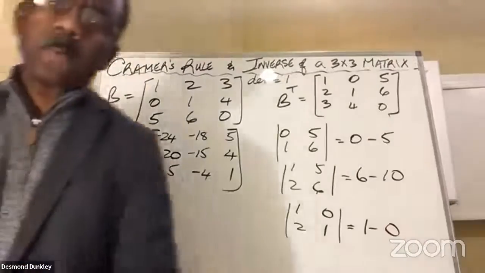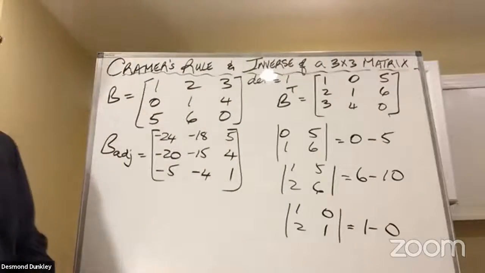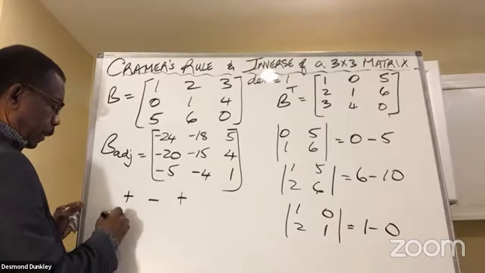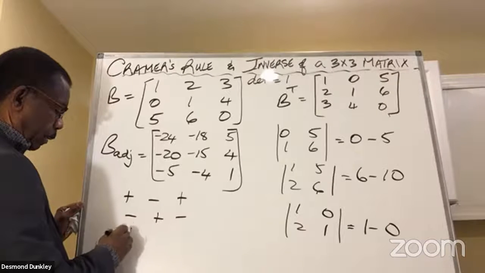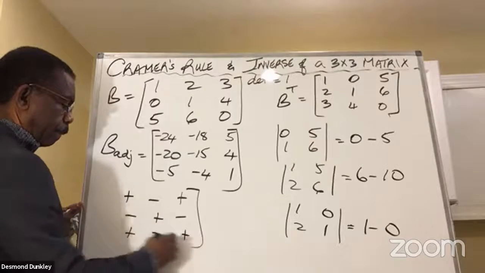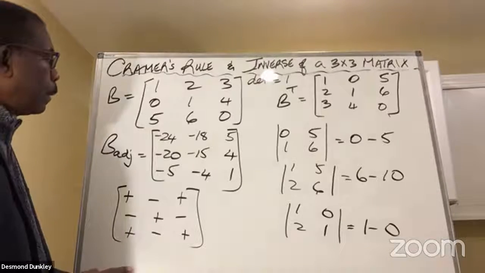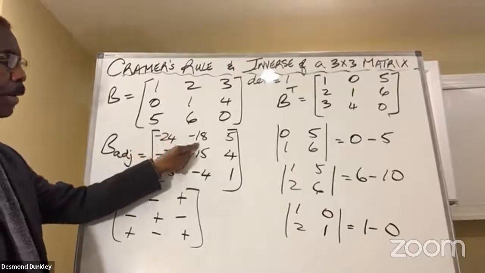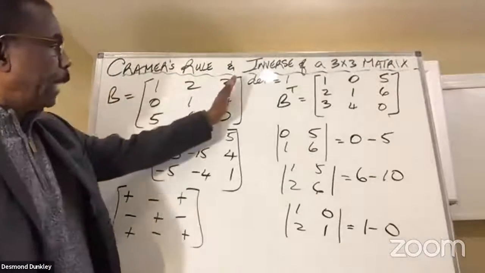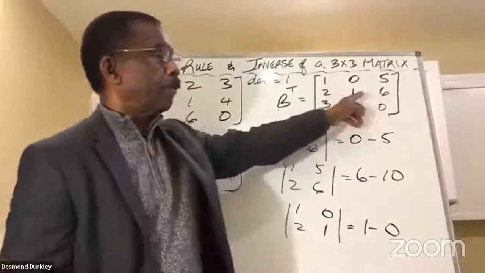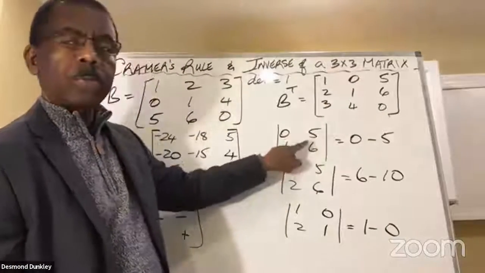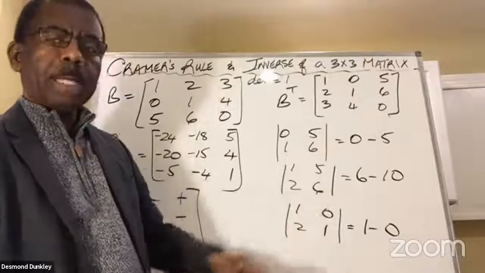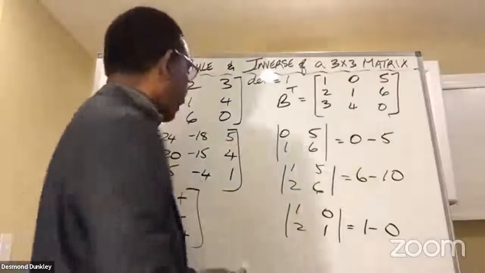So now we need to multiply this by our positive, negative, positive, negative, positive, negative, positive, negative, positive sign pattern. So this is called your matrix of minors because each is a minor. Why is it a minor? Because we took the big 3 by 3 and we broke it down into 2 by 2 determinants. So these are called minors. So we end up with 9 minors. Okay?